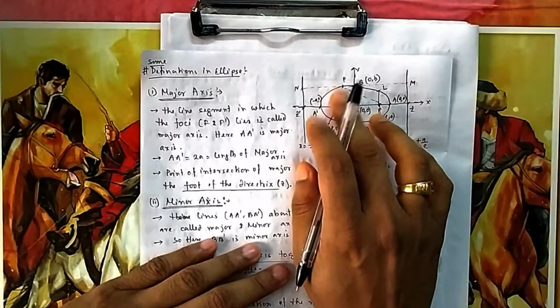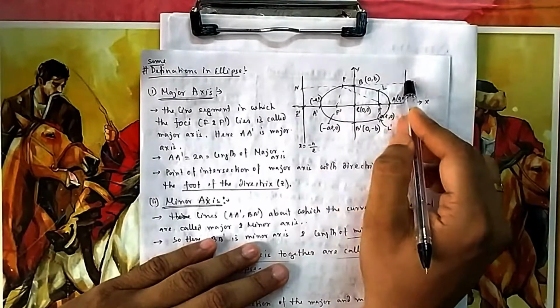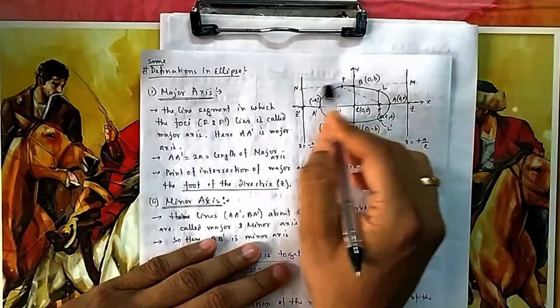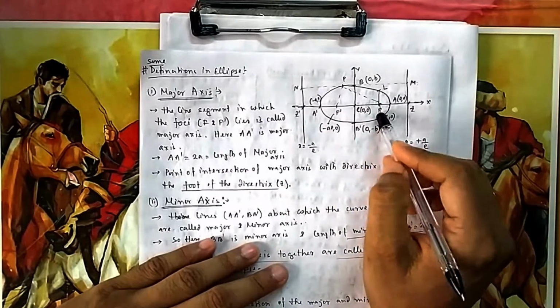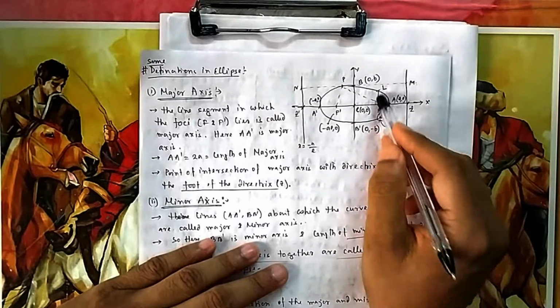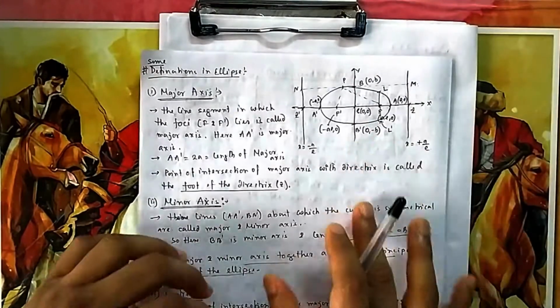And let's take any point P, where M is the perpendicular distance from this side, and N is the perpendicular distance from this side. This is L L dash which is passing through this focus. These extreme points are L and L dash. Now let us define everything.